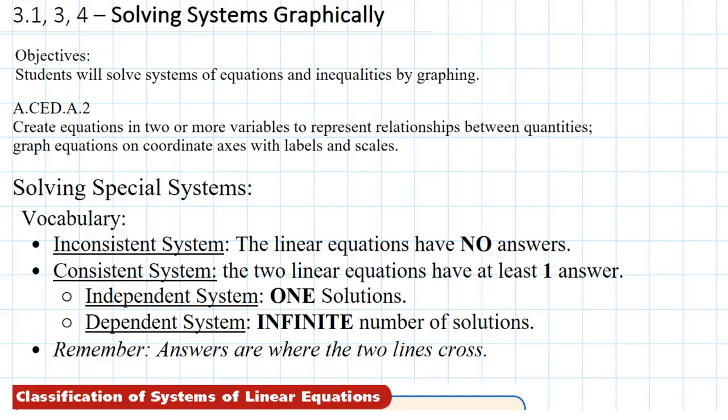Today we're going to solve systems graphically. Students will solve systems of equations and inequalities by graphing. Before we get started, some vocabulary.